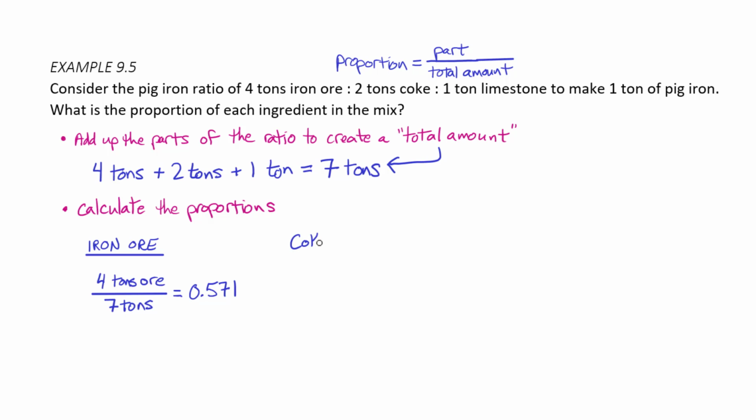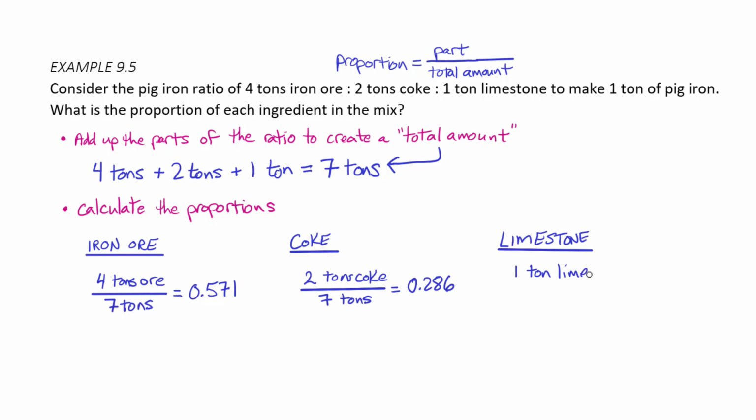0.571. Now for the coke, we have 2 tons of coke in the ratio divided by 7 tons that we're going to add total. And we get 0.286, 0.2857. And since 7 is 5 or higher, we round the 5 in the thousandths place up to 6. And lime. We use 1 ton of lime in that 7 tons total, and we get the proportion 0.143.